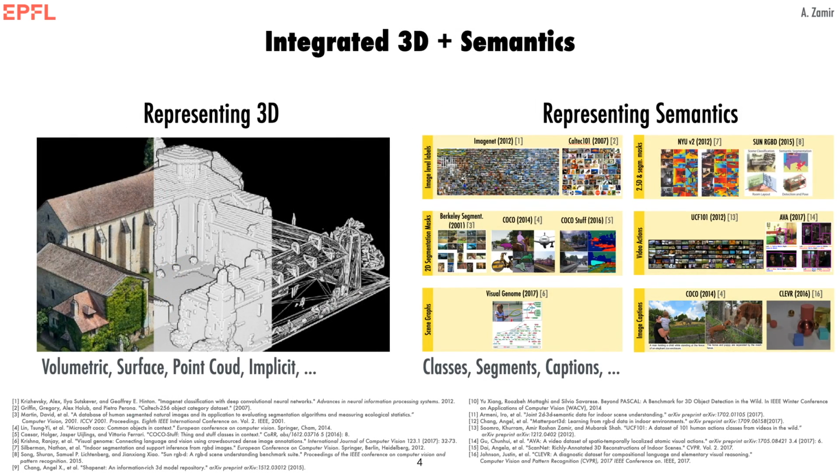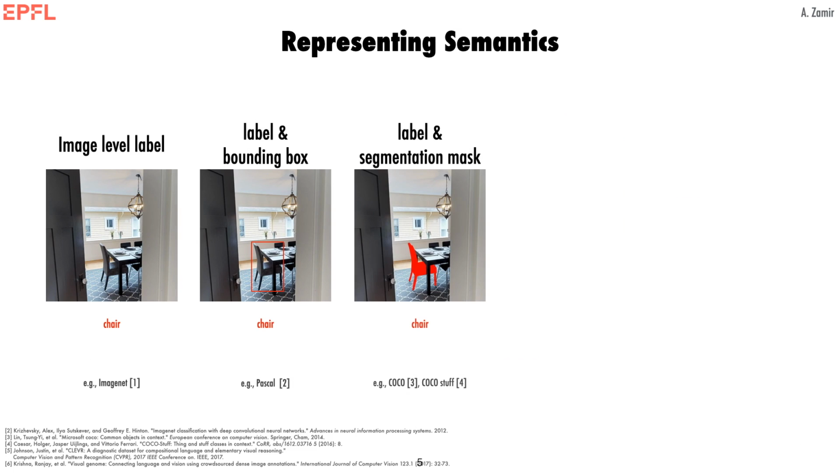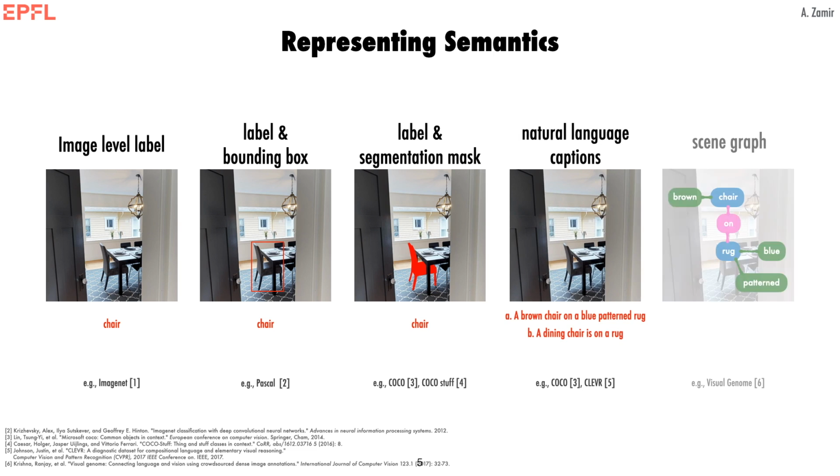We have a number of options for representing 3D content, like volumetric representations, surface-based representations, point clouds, and so on. And similarly, we have a number of options for representing semantics. For instance, given an image, we can attach a label to the entire image, like there's a chair here, or you can put a bounding box around the chair, or you can segment the chair out, or you can put a natural language caption that describes the content of the image. More recently there are graph-based representations like scene graphs that, besides including what elements are in the scene, also incorporate the relationship between them. So all of these represent the same semantic content in just different ways.